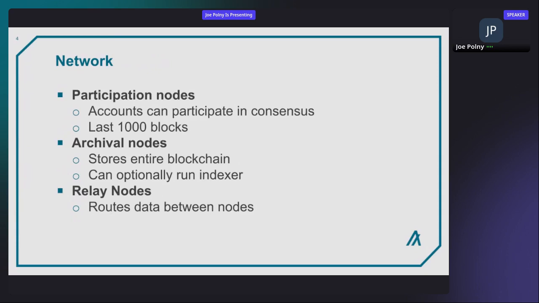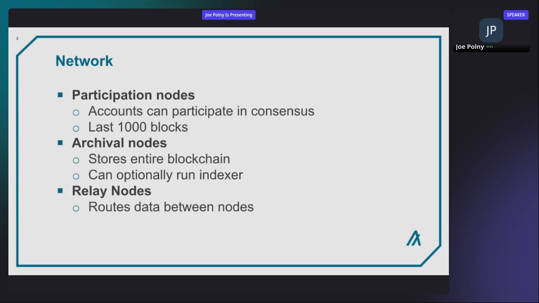Okay, so what does the network look like? So there are three different nodes that are all active in the network. The first one is participation nodes, and these are the nodes that allow accounts to participate in consensus. These nodes have the last 1,000 blocks, and they can take in new transactions and participate in consensus on whether those transactions should be added to the blockchain or not. I'll be talking a little bit more about consensus in the next slide, but these are the primary nodes that are important when you're talking about decentralization and security of the network.